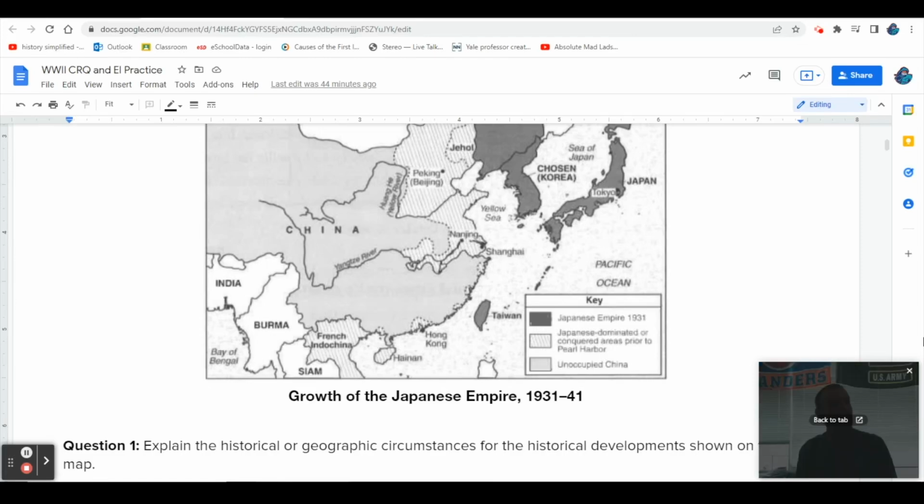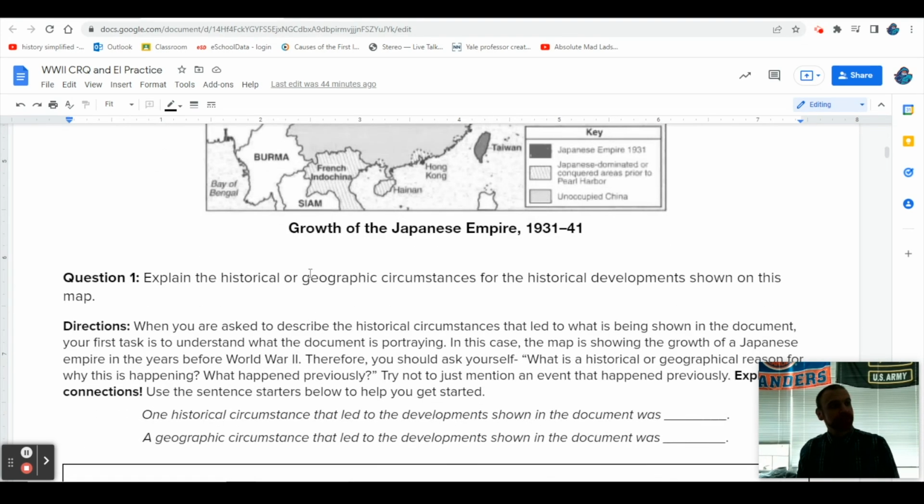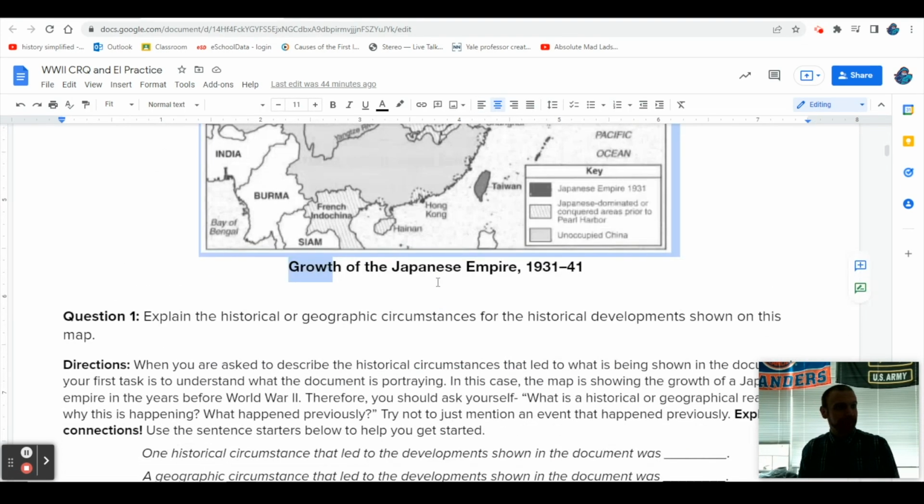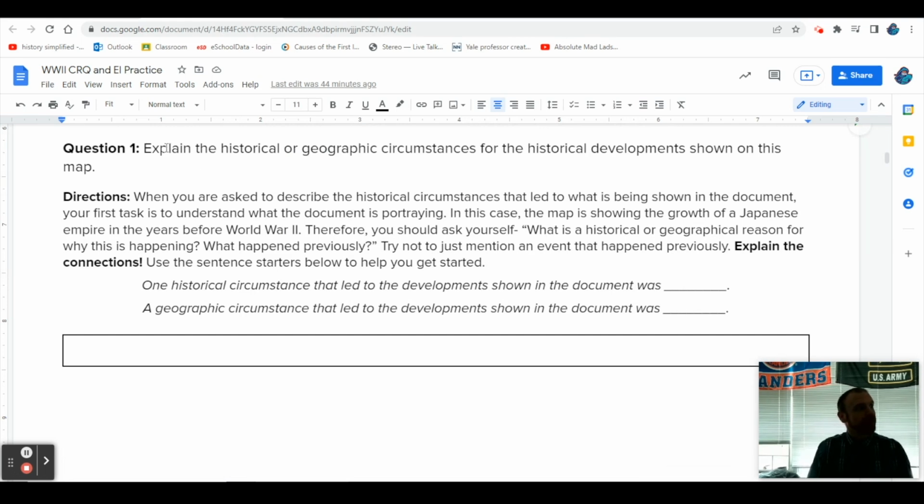Okay, so his first map here shows growth of the Japanese Empire, and we've got a question here: explain the historical or geographic circumstances for the historical developments shown on the map. Can somebody remind me what we mean when I ask about historical circumstances? Grace, what's historical circumstances? What led up to it?